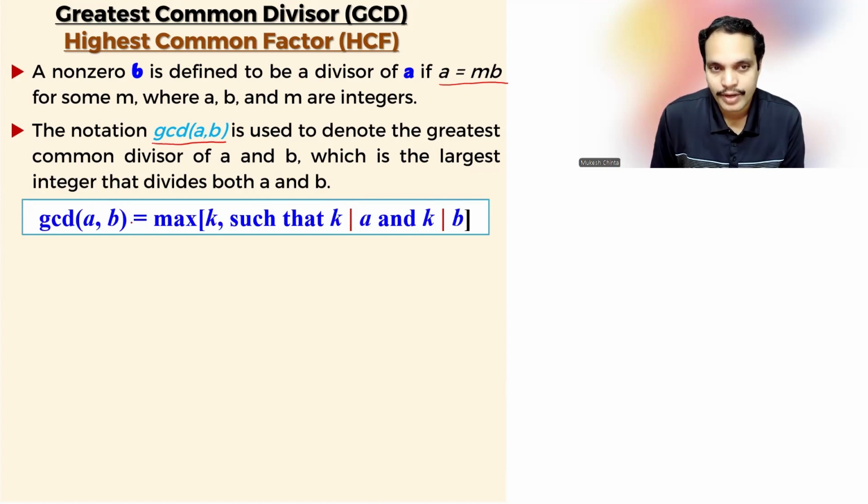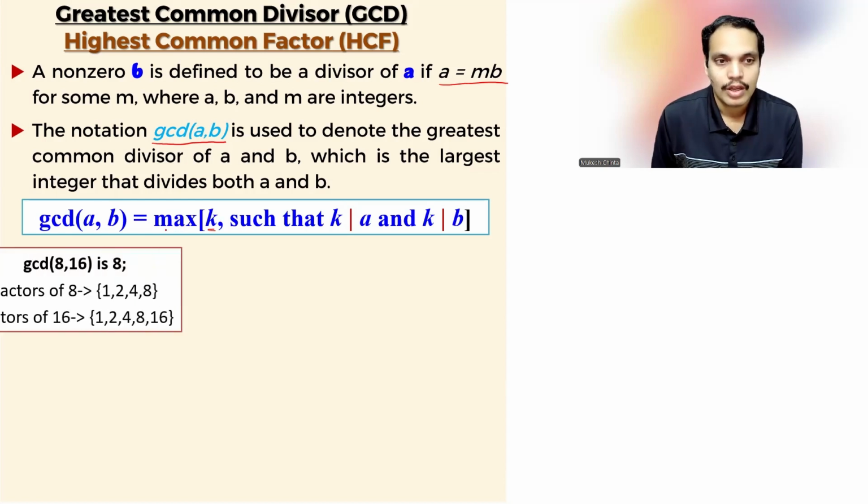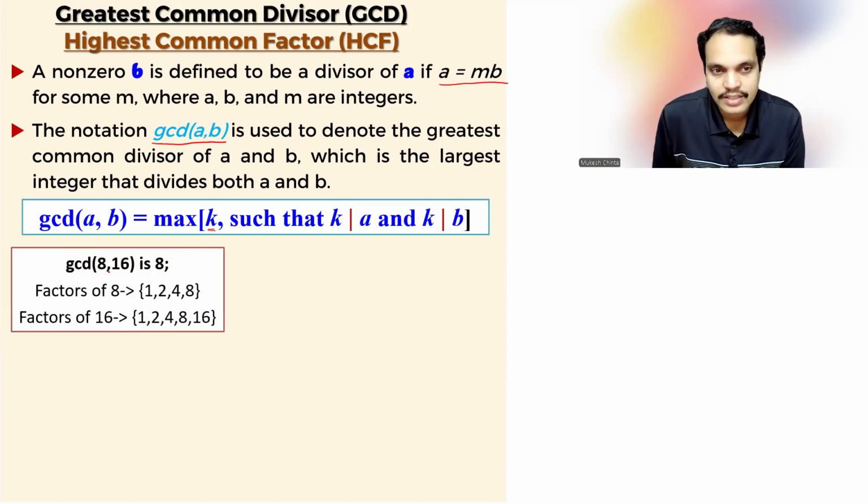That is what we call GCD. GCD of A comma B is equal to max of K such that K divides A and K divides B. I already explained to you about this notation, isn't it? You have to find the maximum number which divides both the numbers A and B. That is what we call the GCD of these two numbers A and B. Now, if you take 8 and 16, the GCD is 8. How do you write it?